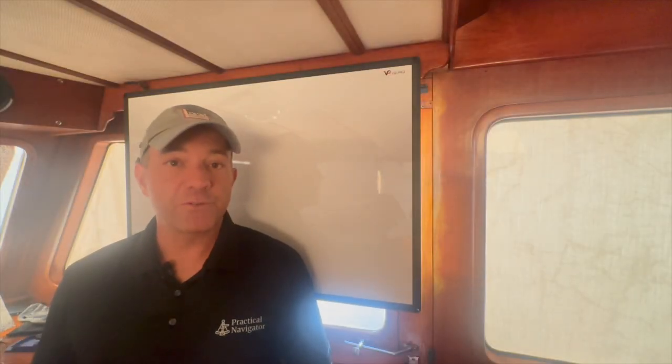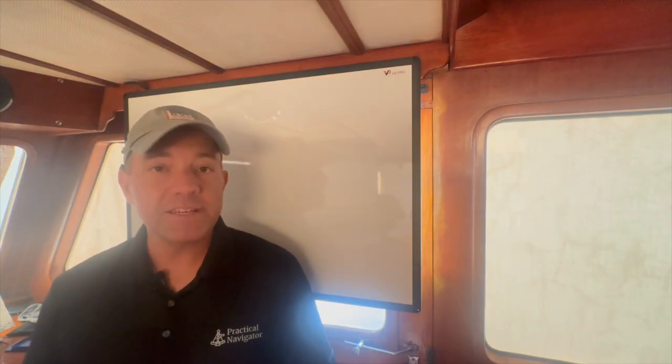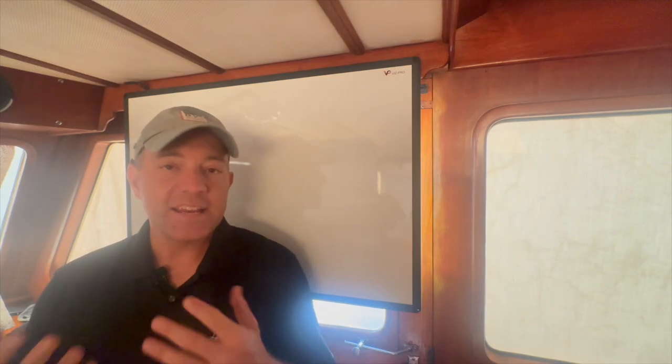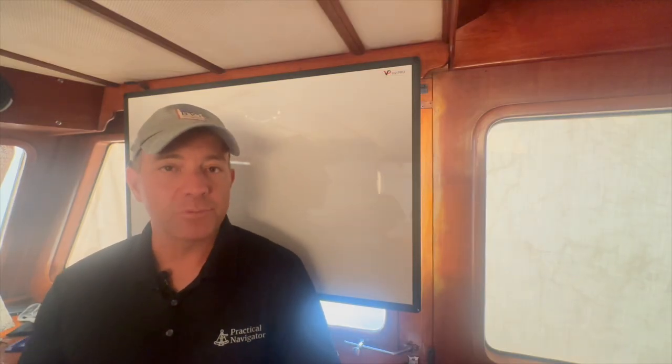The key skill for this section of the celestial site reduction process is going to be retrieving data from HO 229 and, in essence, solving that celestial triangle. So let's dive in and look at that in a little bit more detail.